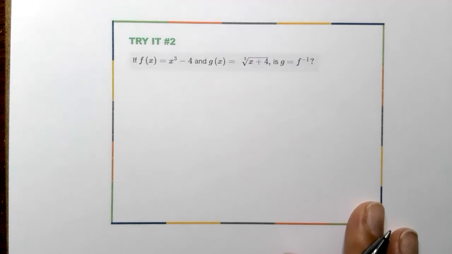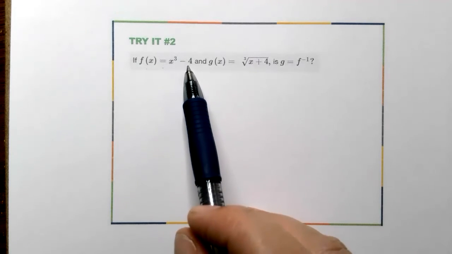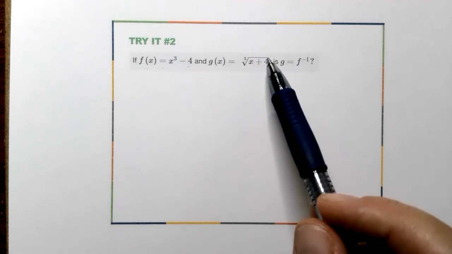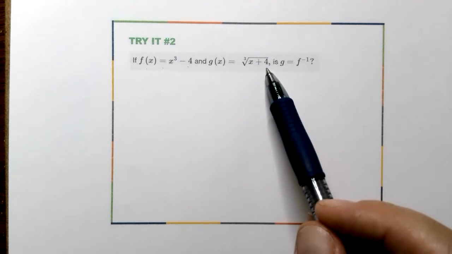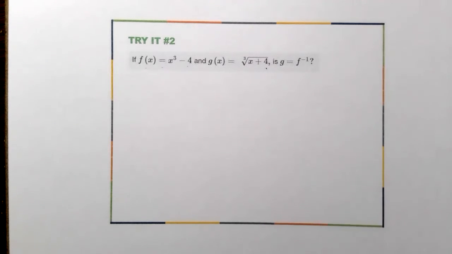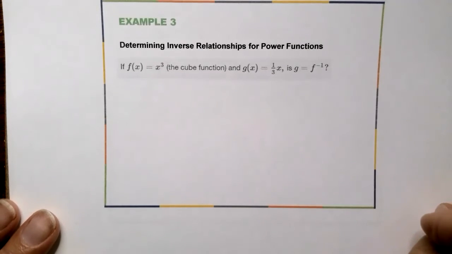Now you try it and check if f of x, which is x cubed minus 4, and g of x, which is the cube root of x plus 4, are inverses of each other. Let me know if you have any trouble doing that. And we're going to proceed to example 3.